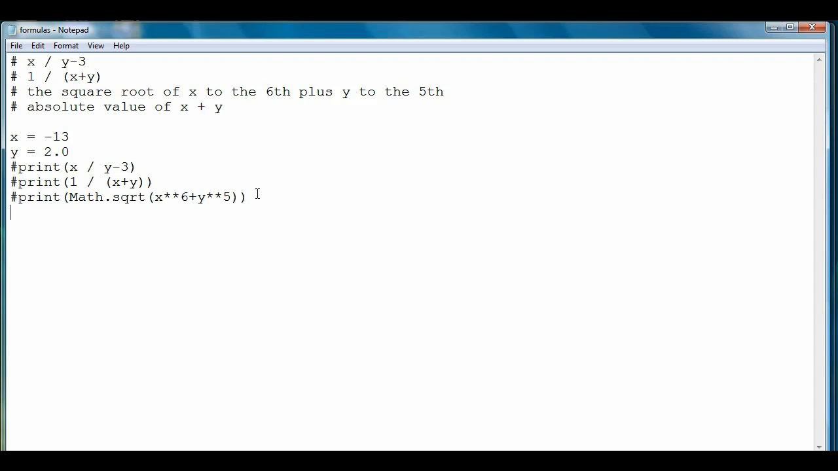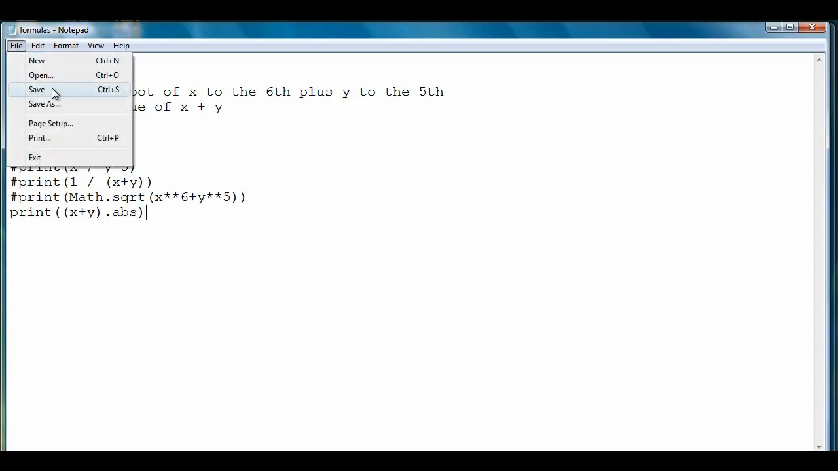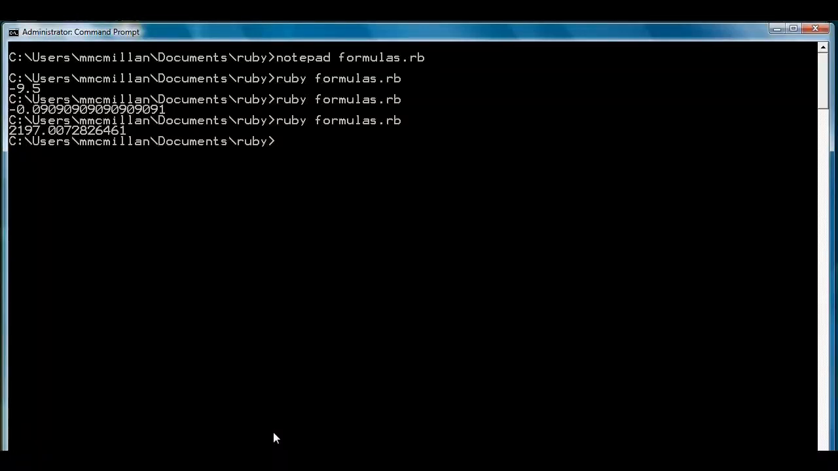For our last formula, we want to compute the absolute value of x plus y. So right here, we're going to write print x plus y .abs. Absolute value is a method from the Numeric class. So it actually is tagged on to the end of our expression. Let's save that and execute it. And we get 11, which is correct.